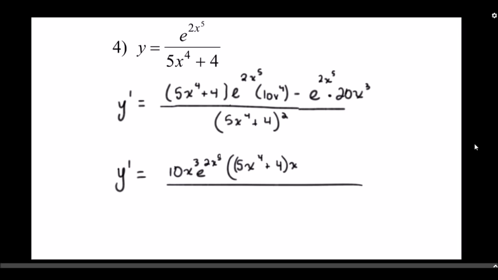Now from the right side, we already factored out the e to the 2x fifth, and we factored out the x cubed, so there's a 10 that we factored out of that 20, so that's going to be a minus 2, all over 5x to the fourth plus 4 squared.